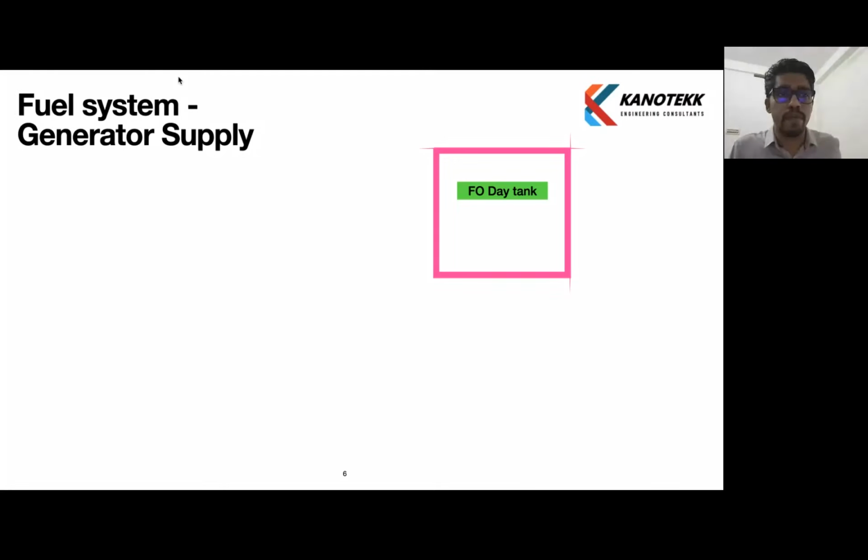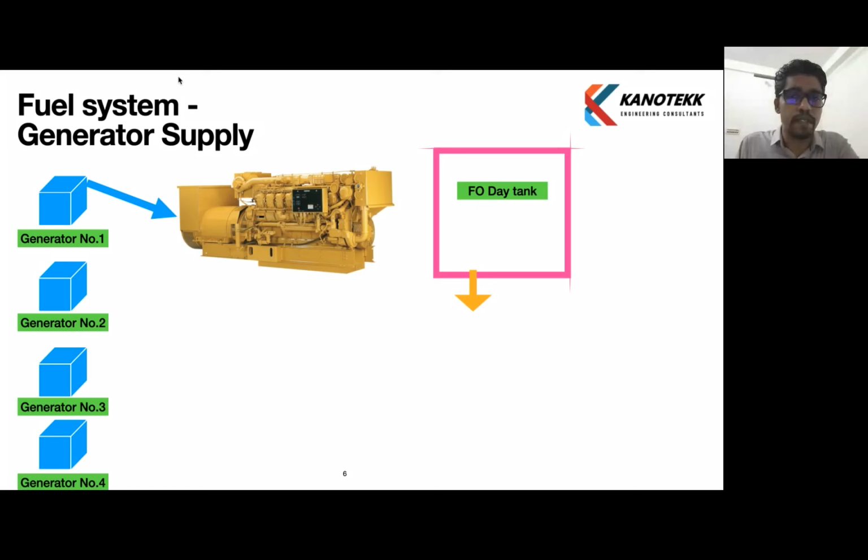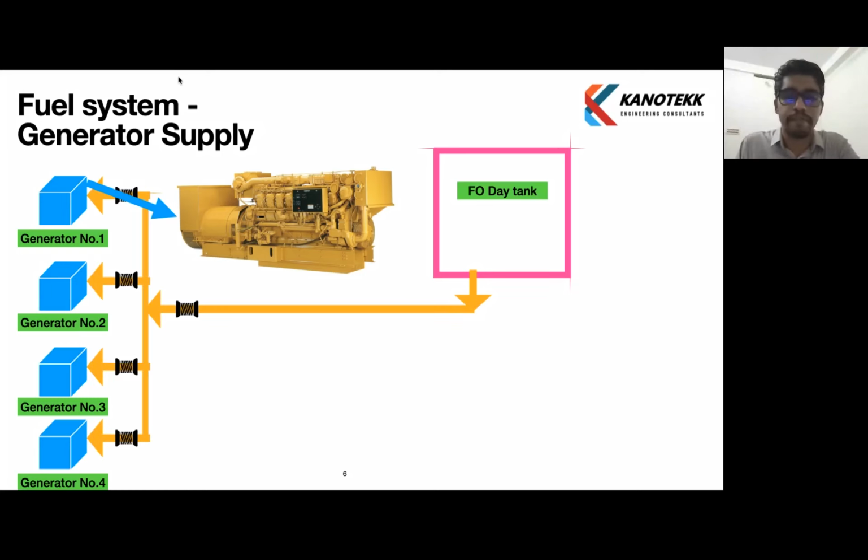Okay, now we will see the fuel system generator supply. This is the main application, as generators need fuel for running. From the dead tank, that is the fuel dead tank, we provide supply to generators. The generators will have suction pumps for taking fuel. So this is the concept of the supply system. And as stated earlier, this fuel dead tank will have storage for a minimum of 8 hours of operation.